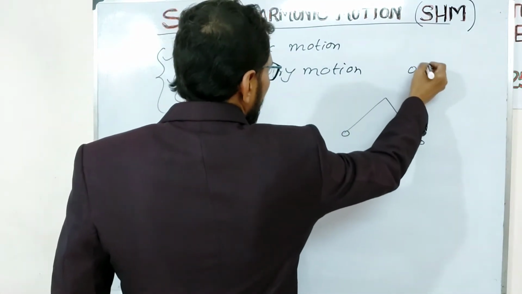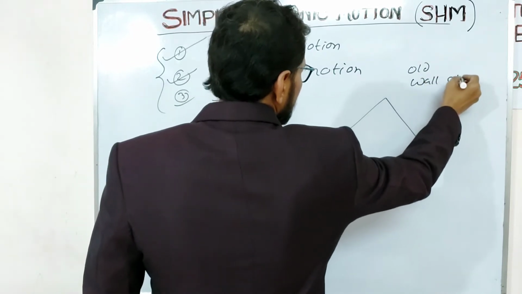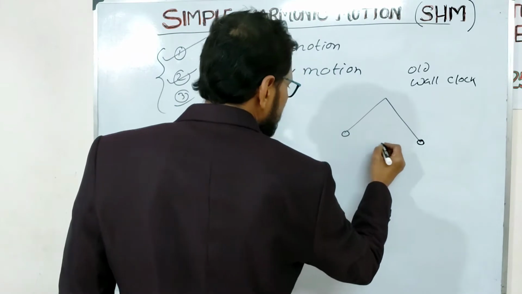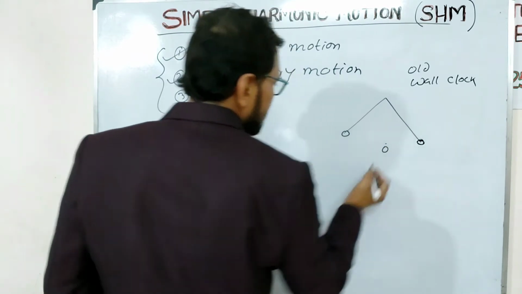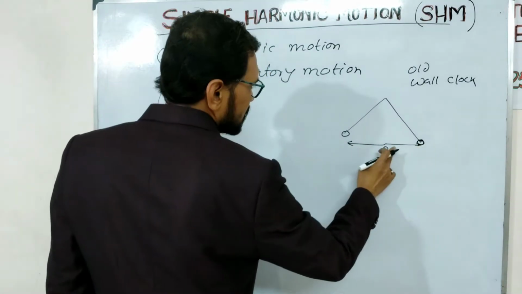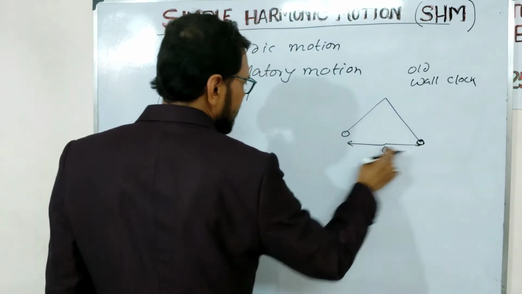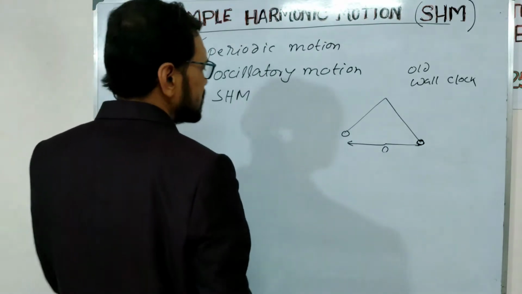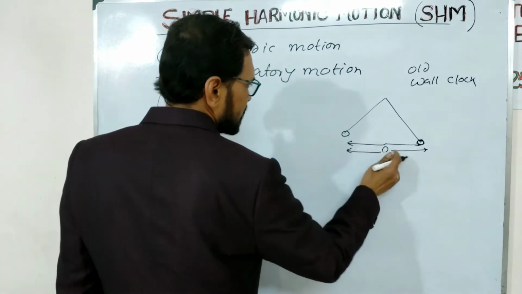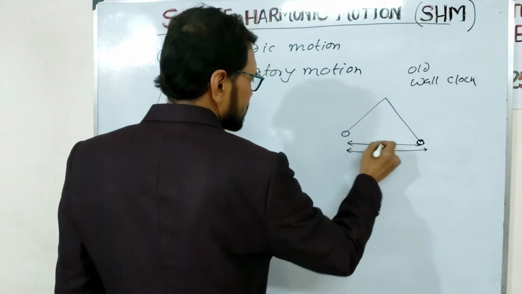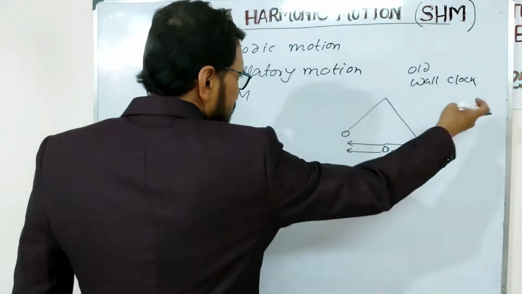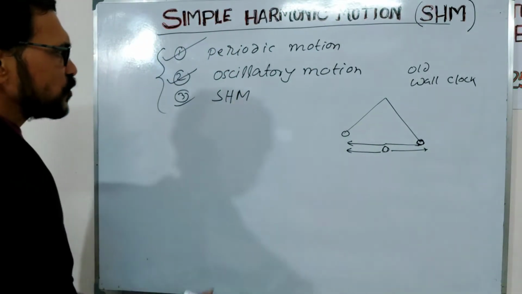In an old wall clock, what is the pendulum motion? A mean position is present, and about the mean position the bob moves left and right an equal distance. So this is oscillatory, that is, it moves right and again left, right and left about a mean position. This type of motion is oscillatory motion. Oscillate, that is swings, like the swings in a park.